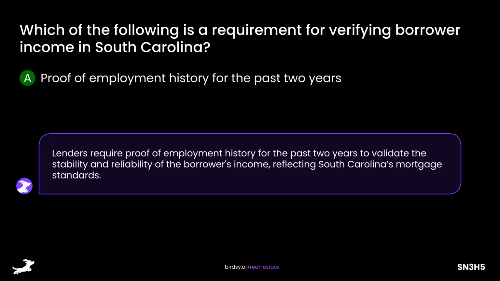Lenders require proof of employment history for the past 2 years to validate the stability and reliability of the borrower's income, reflecting South Carolina's mortgage standards.